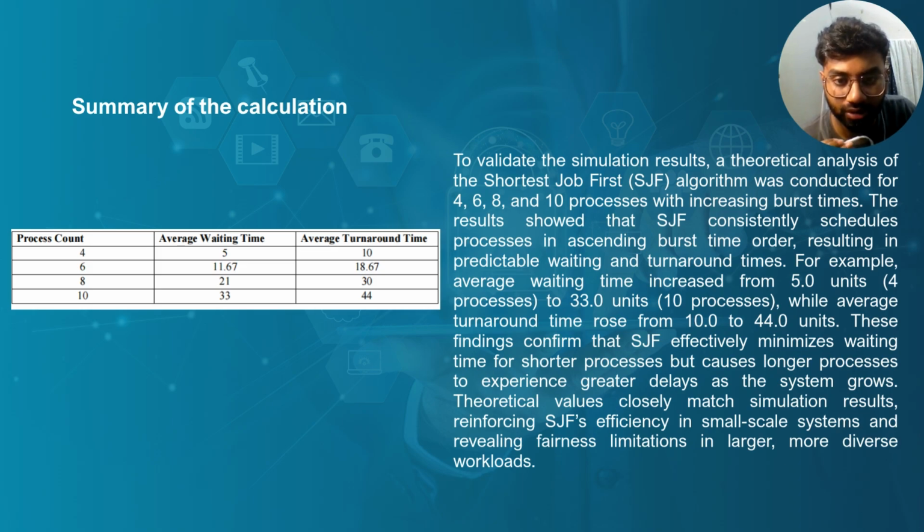For example, average waiting time increased from 5.0 units to 33.0 units, while the average turnaround time rose from 10.0 to 44.0 units. This finding confirms that SJF effectively minimizes waiting time for shorter processes, but causes longer processes to experience greater delays as systems grow. Theoretical values closely match simulation results, reinforcing SJF efficiency in small scale systems and revealing fairness limitations in larger, more diverse workloads.